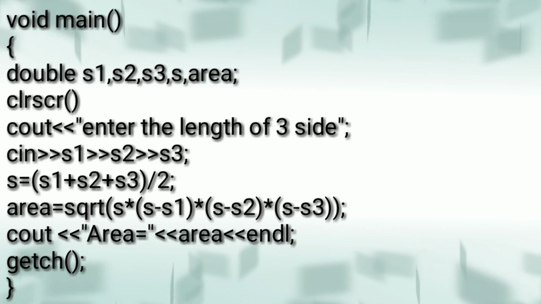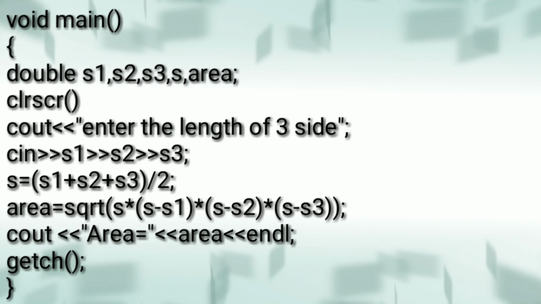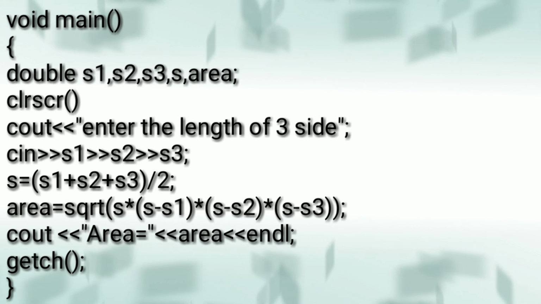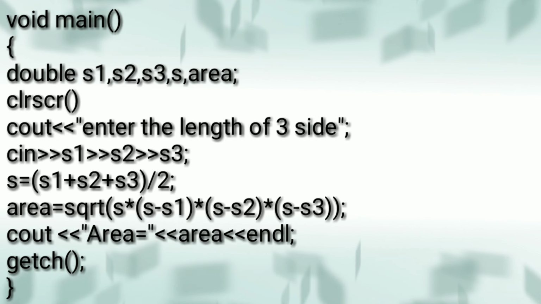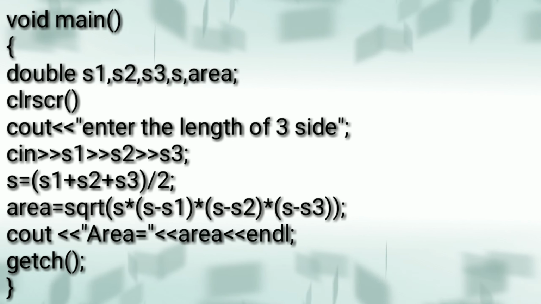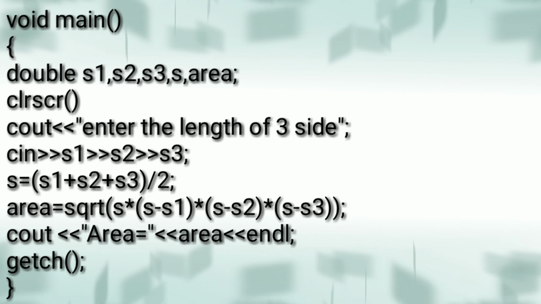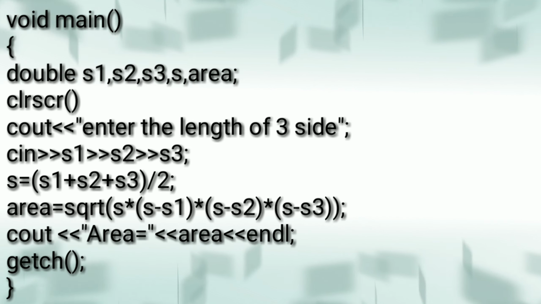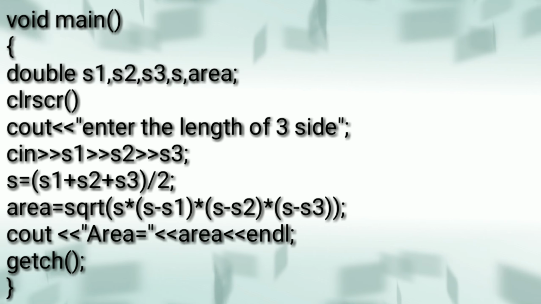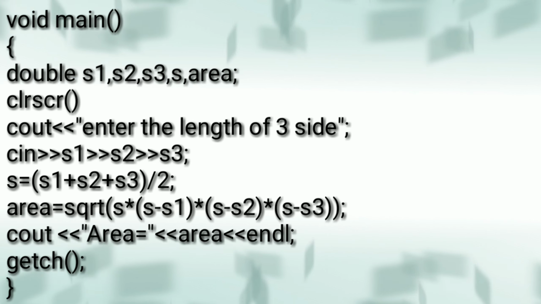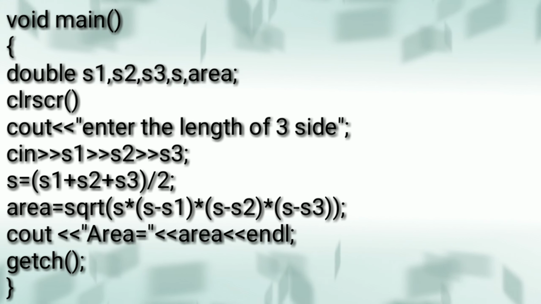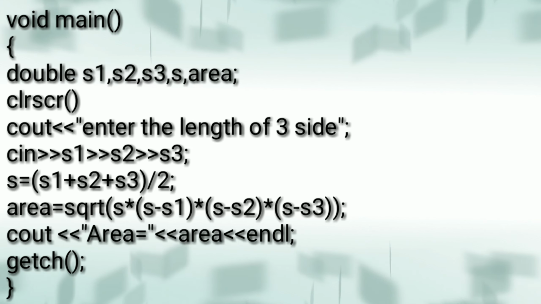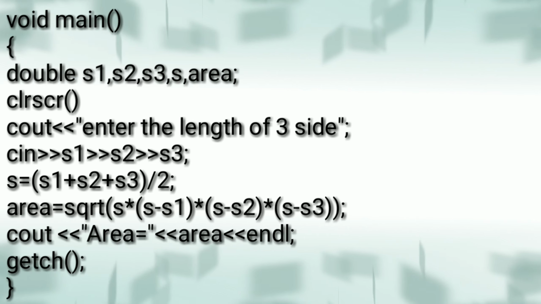Here comes the next part of the program, the main part. So the first line is void main. Void is a data type. It returns null. Void is nothing but a null. So void main, inside of curly braces, the first line is the declaration part. Double is a data type, then the three sides S1, S2 and S3, and S is one more variable to store the overall sides. Then you have the area. So that is the declaration part.